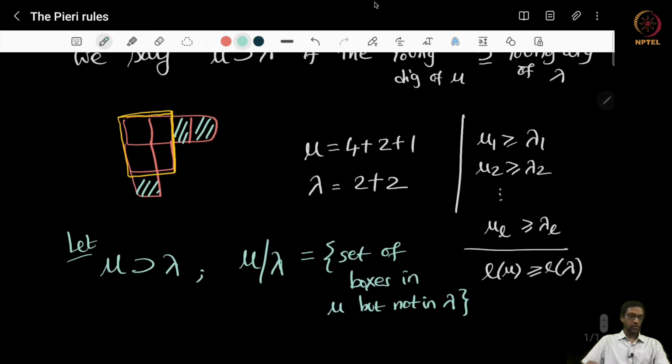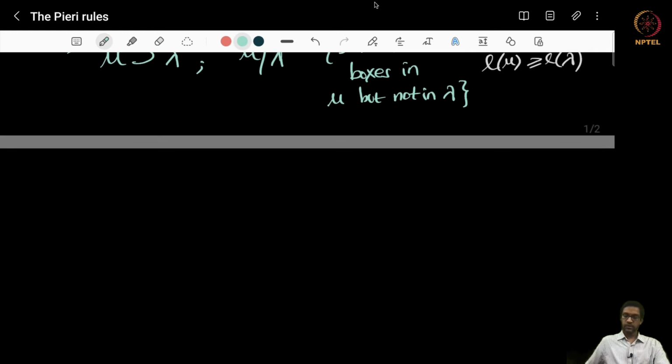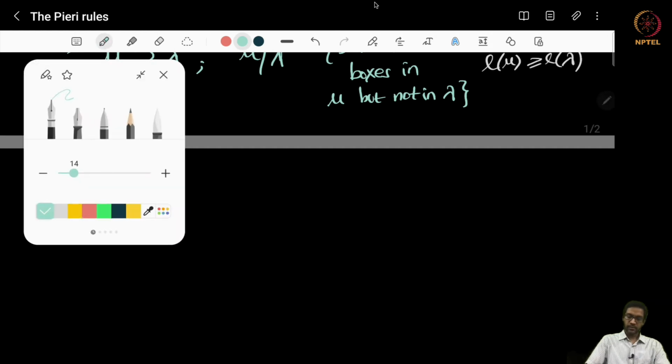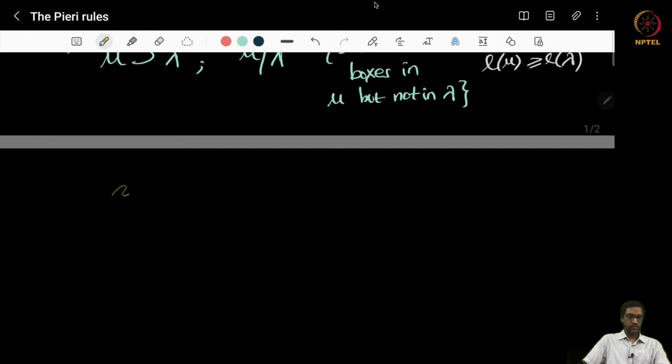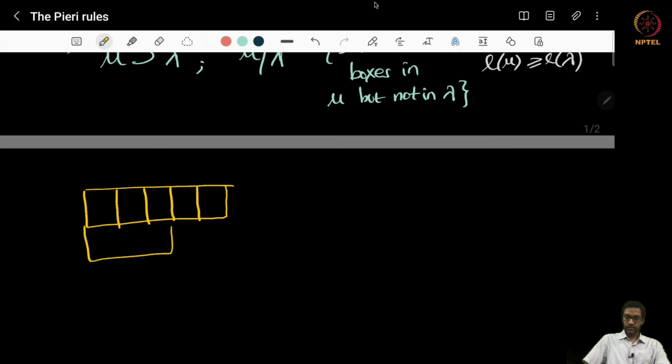Now let's talk about some more interesting notions. Suppose I take a partition. Again, let's draw a picture here. I have 2, 3, 4, 5, and here's my partition 5, 3, 2.